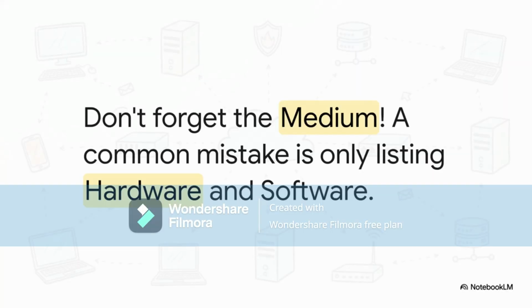Okay, now listen up, because this is a huge exam tip. A really common mistake is that people only list hardware and software. You have to remember the medium. Without a path for the data to travel, you just don't have a network. You need all 3, no exceptions.